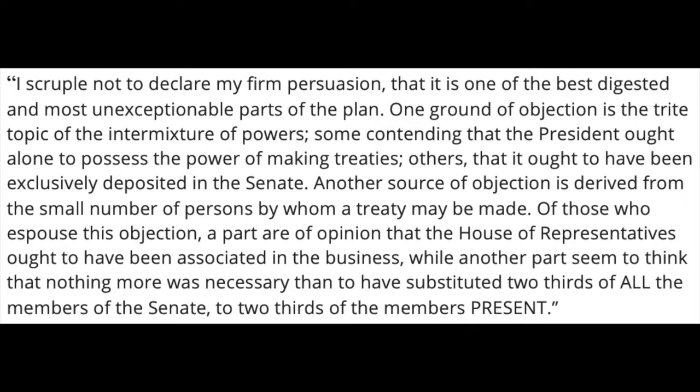Another source of objection is derived from the small number of persons by whom a treaty may be made. Of those who espouse this objection, a part are of opinion that the House of Representatives ought to have been associated in the business, while another part seem to think that nothing more was necessary than to have substituted two-thirds of all the members of the Senate rather than two-thirds of the members present."